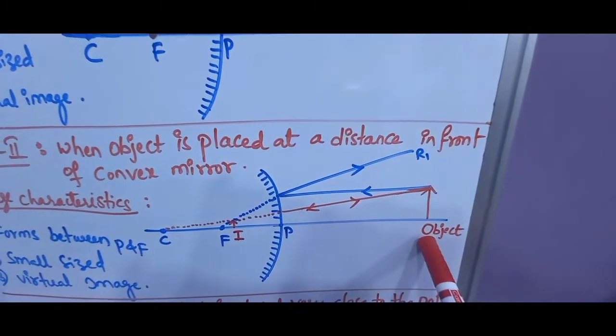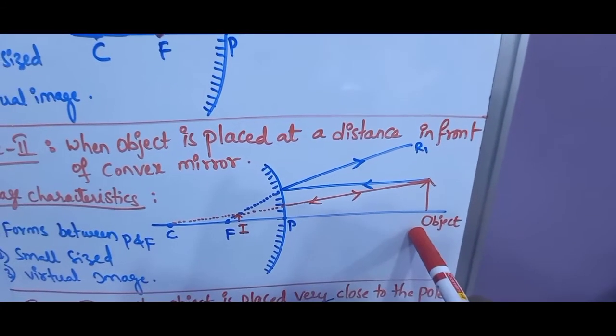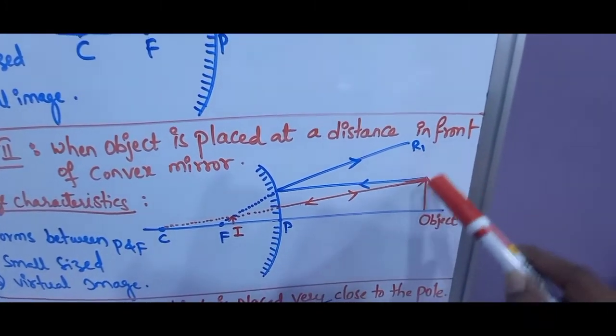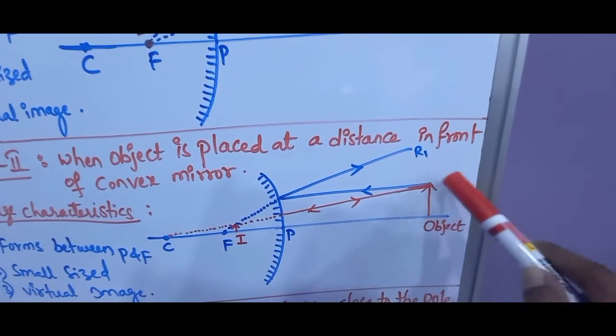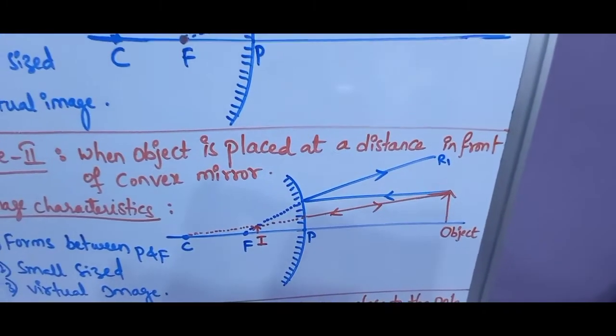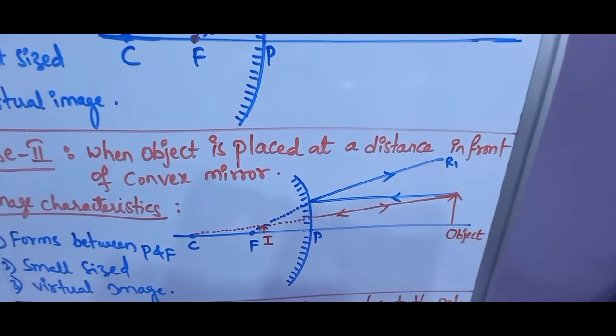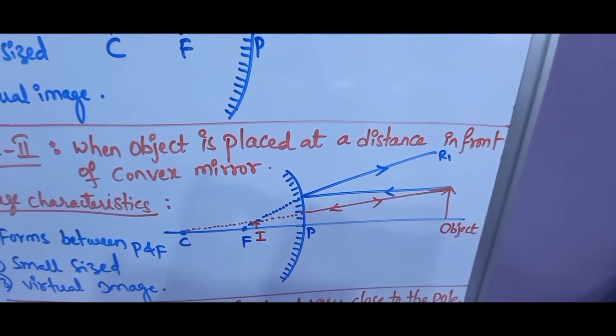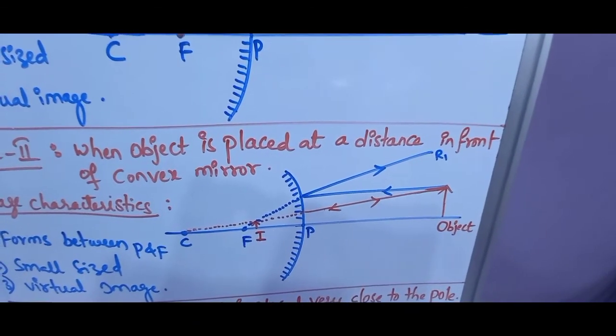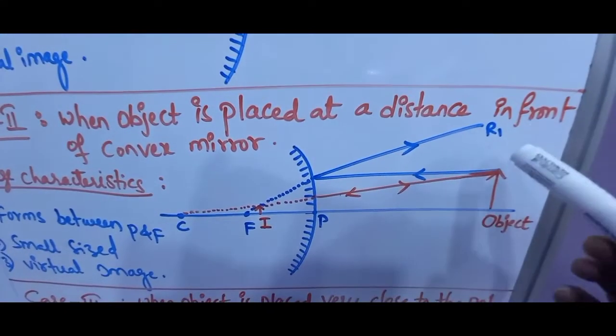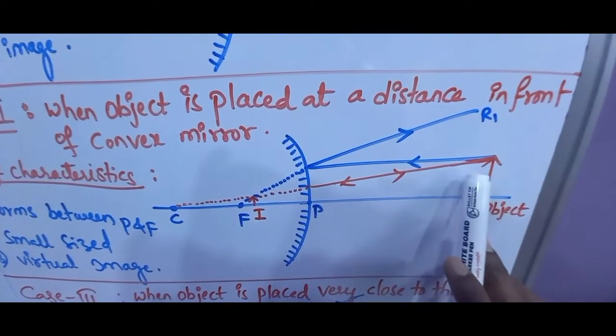So this is the object in front of the convex mirror. This object is placed, and it is represented with a red color line here. So this is the object. Okay, now what will happen? Let us understand the position of the image when the object is placed at a distance in front of the convex mirror. Okay, you can see the figure here. Again, I have drawn the 2 incident rays.